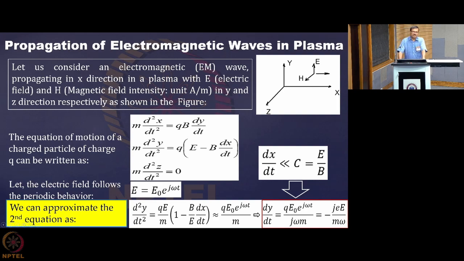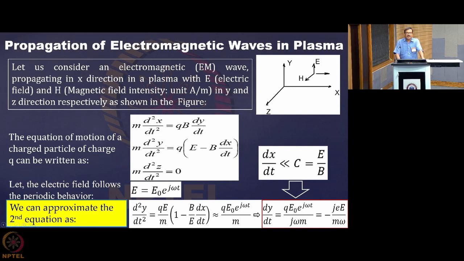So here we have assumed that the electromagnetic wave is propagating as E equal to E0 e to the power j omega t. The rest of the things are the same, but the electric field I have assumed in this configuration. It is always possible to write it in this form, and if we do so, then dx/dt, the second equation, comes to be q0 by m e to the power j omega t.